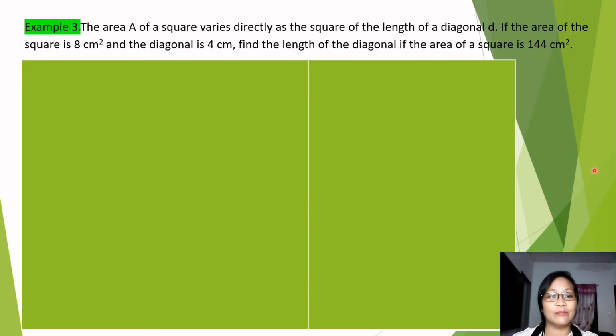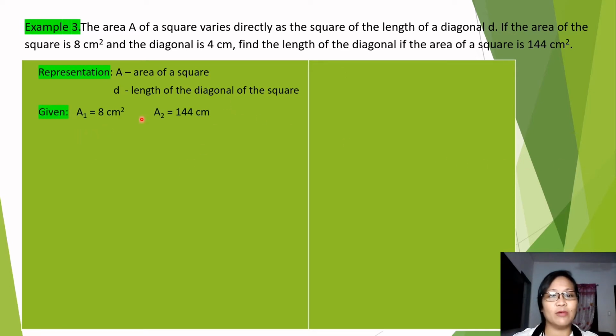Next, we need to get the representation first. So for our A, we have area of the square. And for our D, length of the diagonal of the square. What are the given? A sub 1, we have 8 centimeters squared. A sub 2, we have 144 centimeters squared. And for our diagonal or D1, we have 4 cm. And D2, which is our unknown.